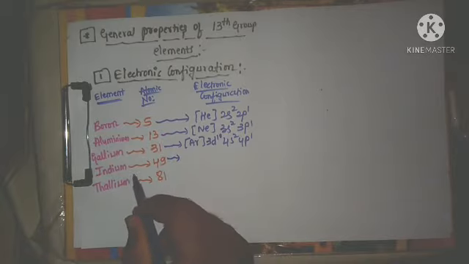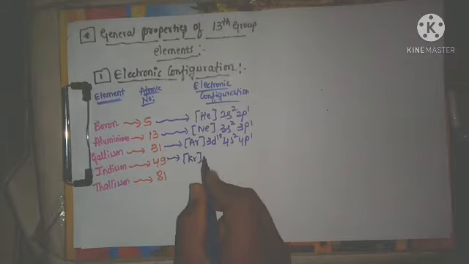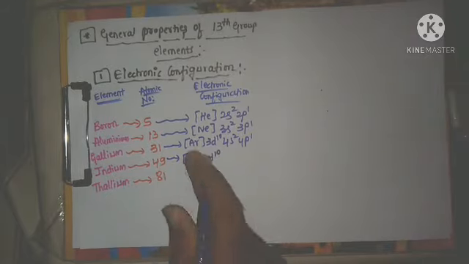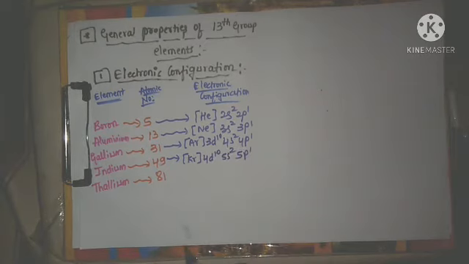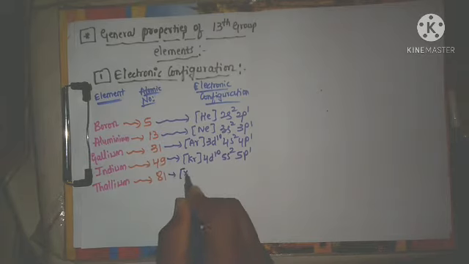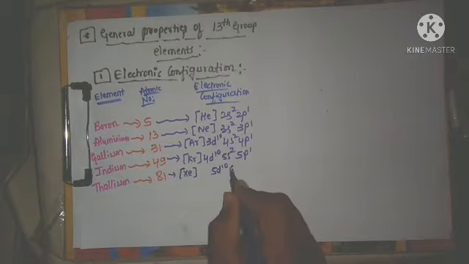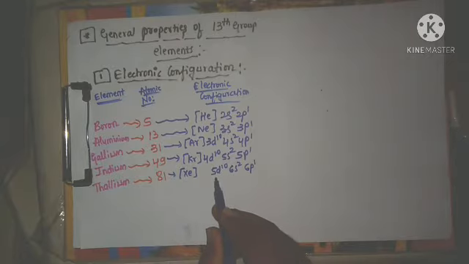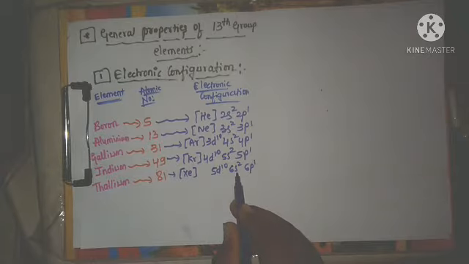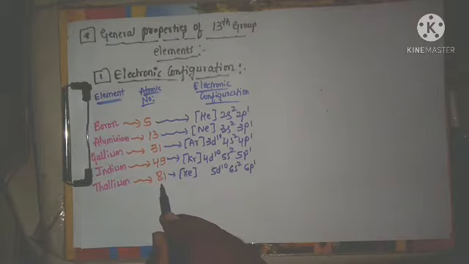Now for indium, what is the electronic configuration? Krypton 4d10. Why am I writing 10? Already you know the idea. 4d10, and it will be 5s2 and 5p1. For thallium, if you write the electronic configuration, xenon, that is 54 atomic number, 5d10, 6s2, 6p1. If you count 54 plus 10, 64. 64 plus 2, 66. 66 plus 1, 67. Sorry, 81 required now. Only 67.